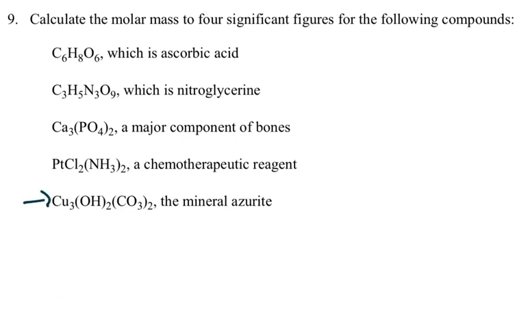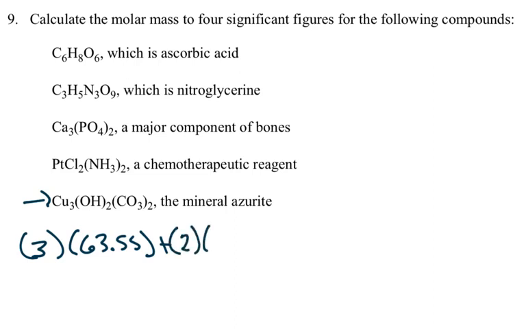Last one. We have 3 coppers. Okay. Copper is what? 63.55? Now we're going to have all sorts of things. We're just going to go in order. I'm not going to try to combine everything. I'm just going to do it 1 element at a time. So we have 2 oxygens. Those are 16. We have 2 hydrogens. Those are 1.008.